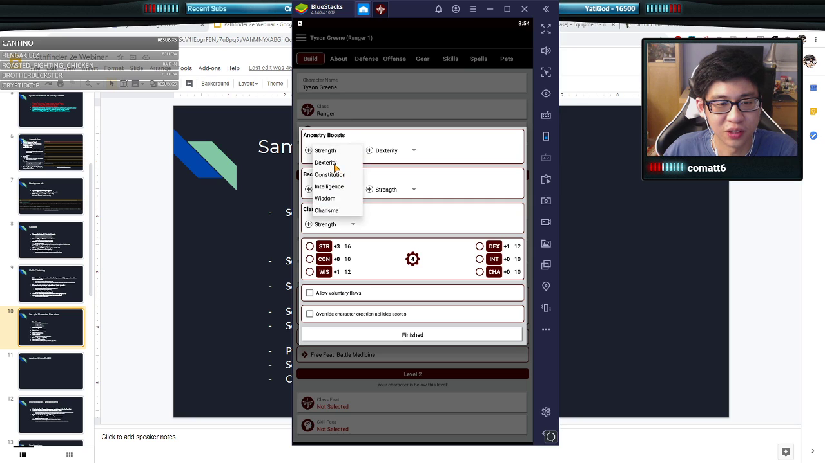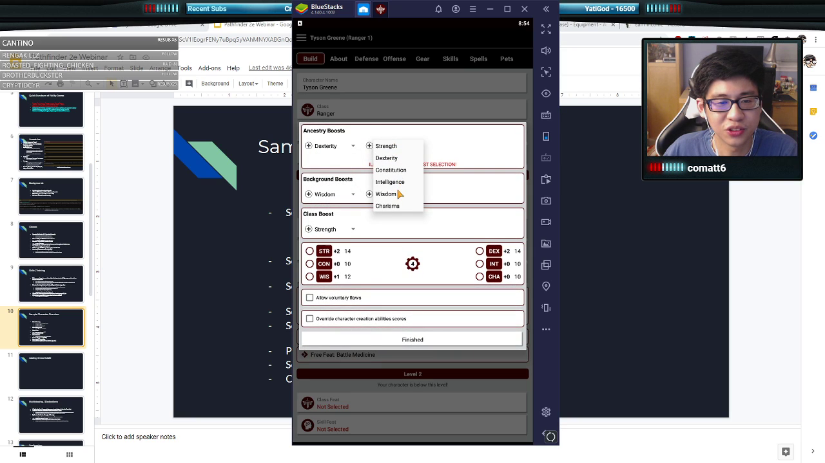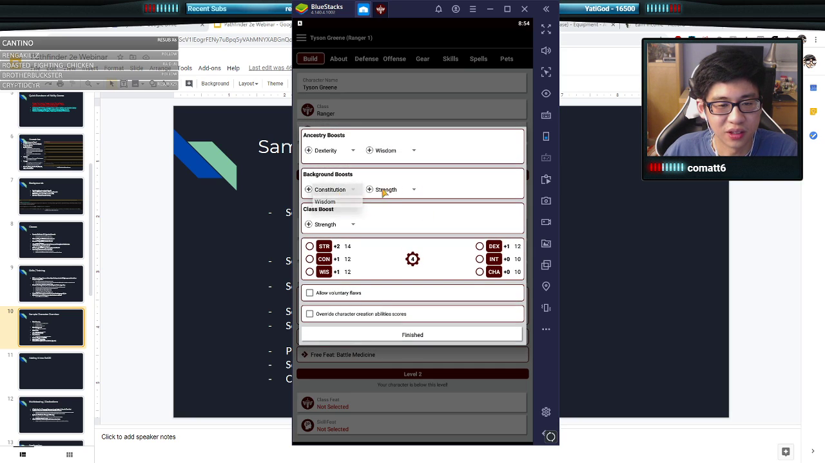Ancestry boost is going to be Dexterity and Wisdom. Background is going to be Constitution and Dexterity. Class boost is going to be to Dexterity because he's an archer. And then bonus is going to go there. This is actually Dexterity and Strength. This is Wisdom. The stats are 14, 18, 12, 10, 14, and 10.